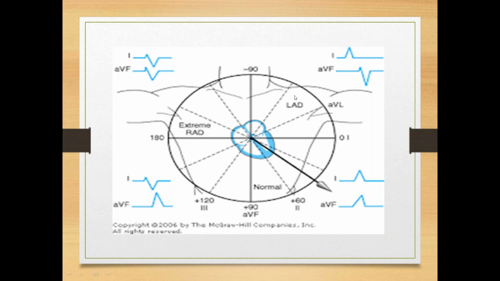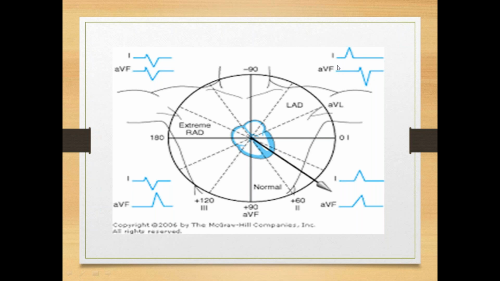So beyond minus 30 to minus 90 goes as left axis deviation. And this is all in relation to the mean QRS axis in the ECG. Here you can see left axis deviation: leads 1 and AVF, these QRS complexes will be facing away from each other. Leads 1 and AVF are what you must see in the ECG to determine the axis.